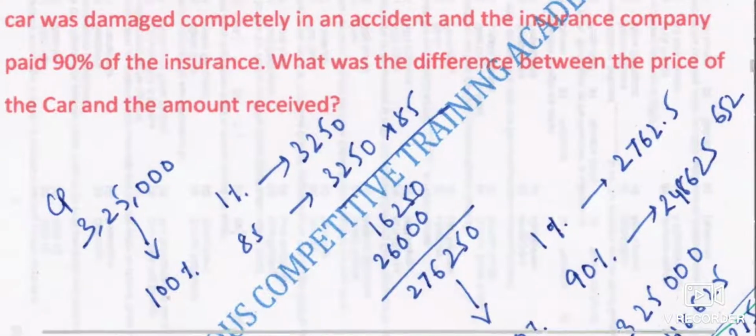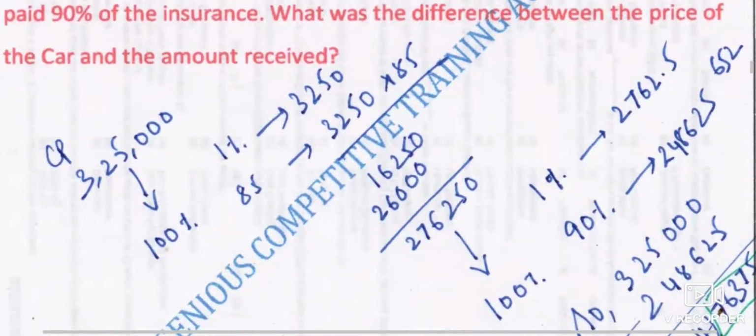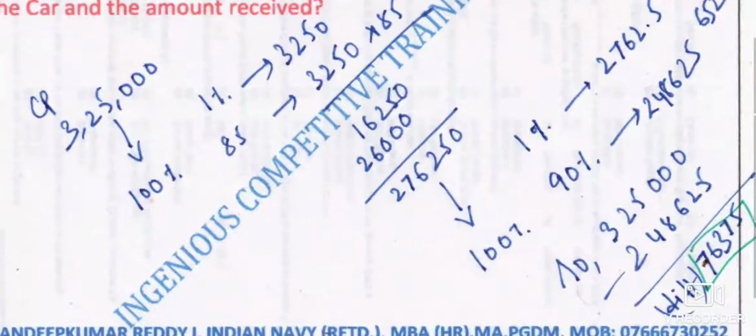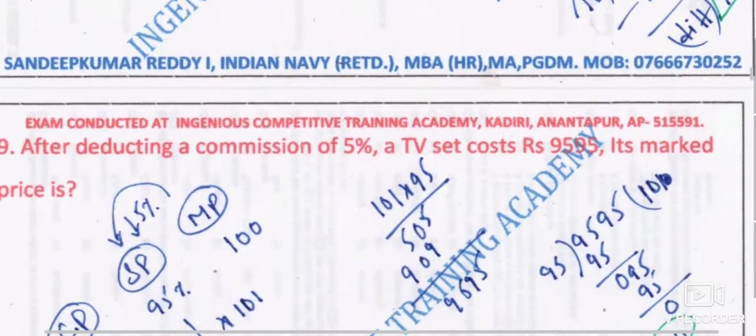Now they are asking, what is the difference between the price of the car and the amount received. So here the amount received and the difference whatever has been asked: 3,25,000 minus 2,48,625, you will get the answer as 76,375 rupees, which is the insurance difference.